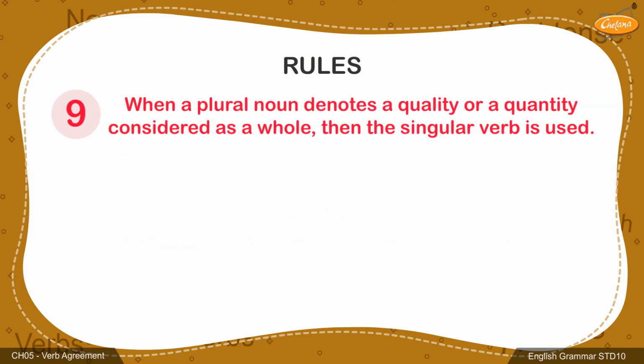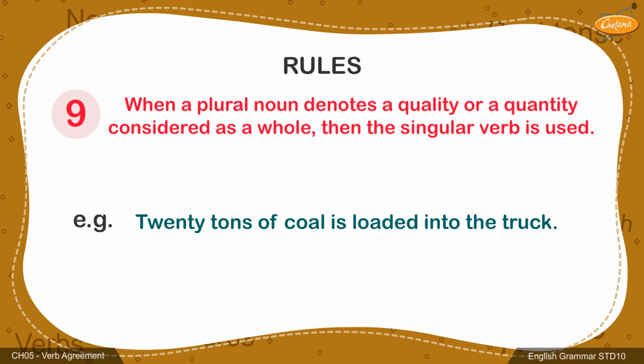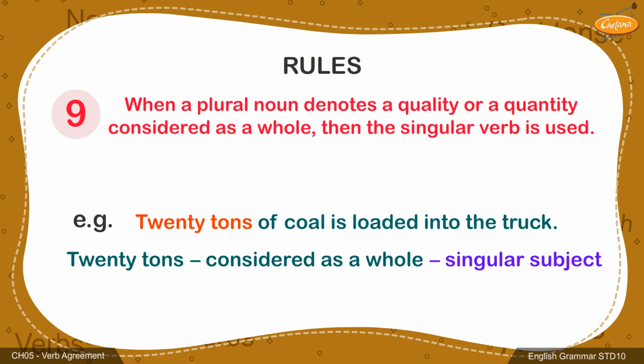The ninth rule explains when a plural noun denotes a quality or a quantity, it is considered as a whole, single unit, thus a singular verb is used in agreement with the singular. Let's take up an example. Here, the quantity 20 tons refers to a singular unit, and when considered as such, a singular verb is used.